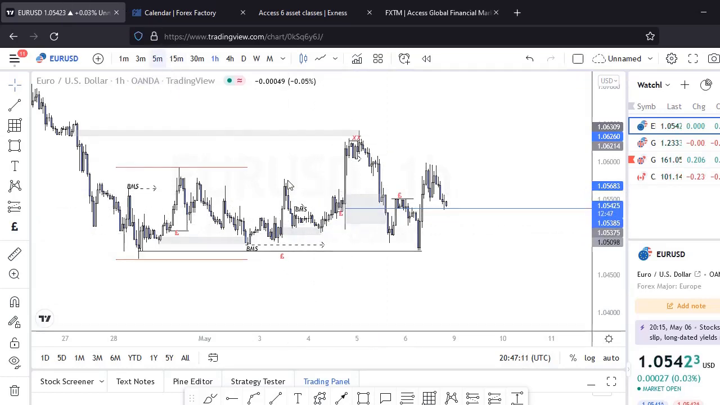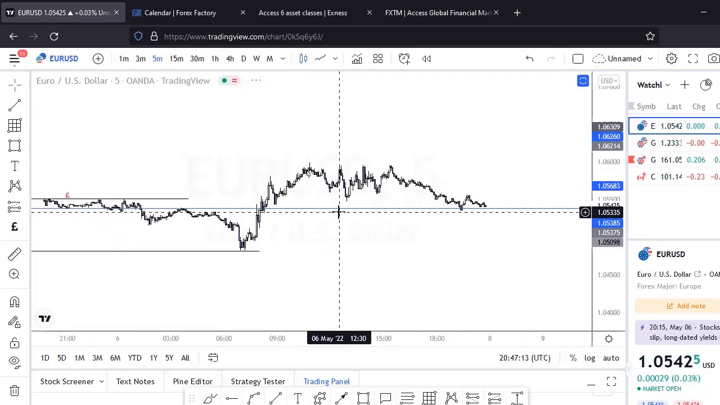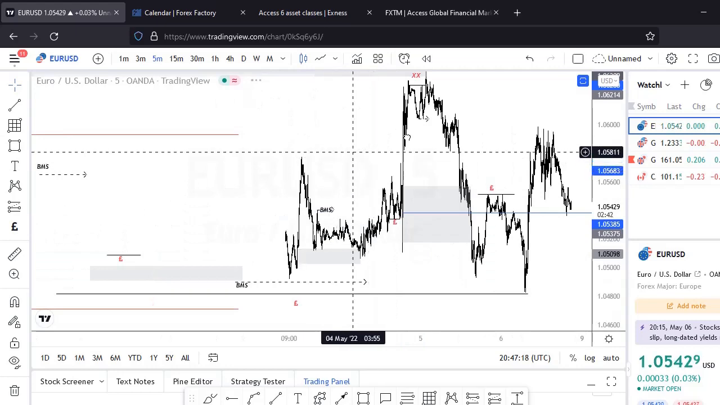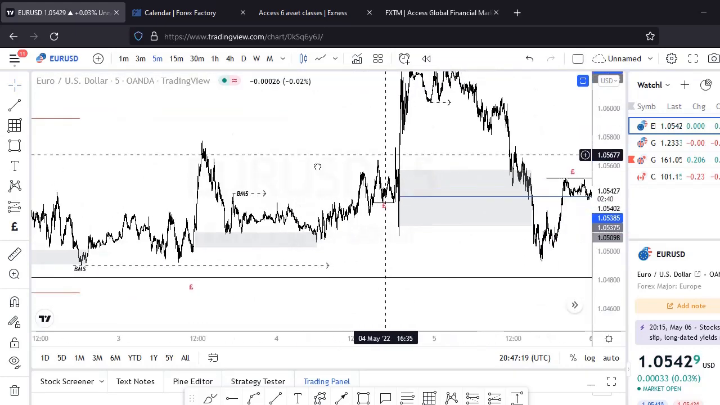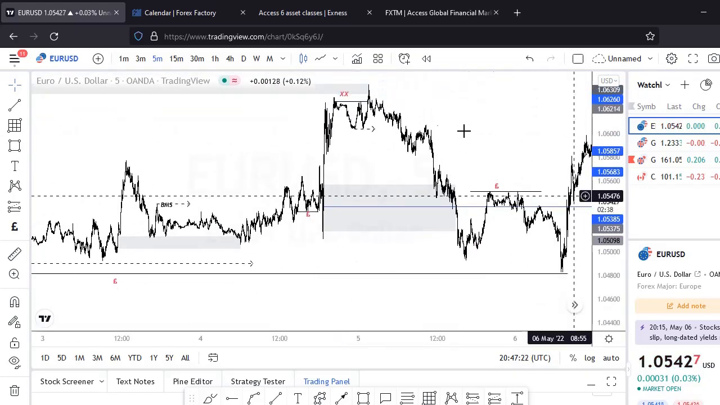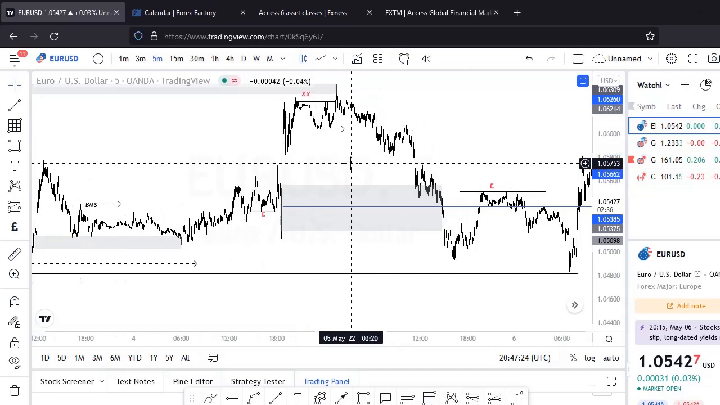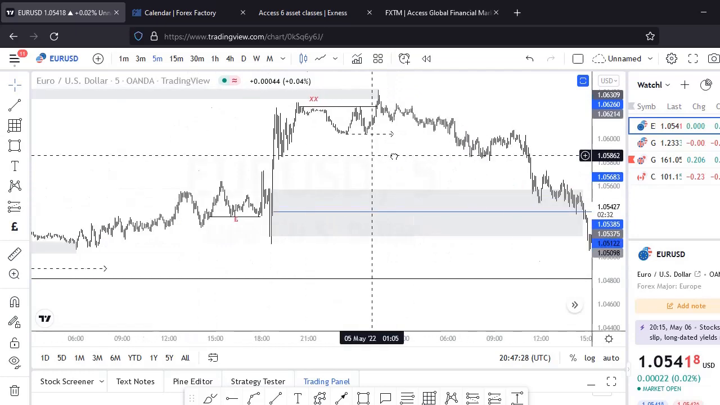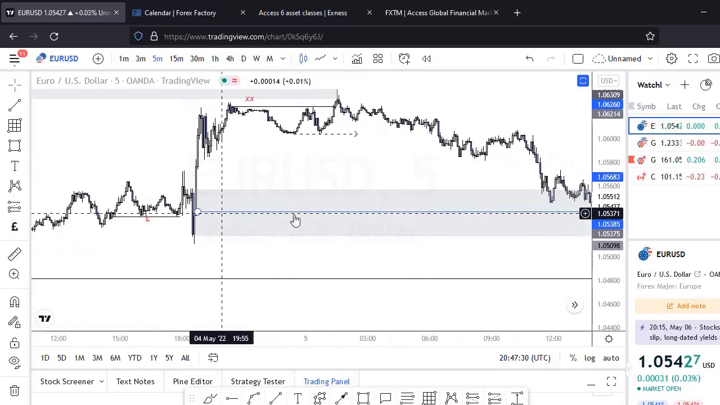So what happened, I measured the 50% of that area on the 5 minute time frame, because I was just paying attention to the 5 minute time frame. Actually, I was just paying attention to the 5 minute time frame structure. So I measured the 50% of this candle here. I measured the 50% of this candle here.